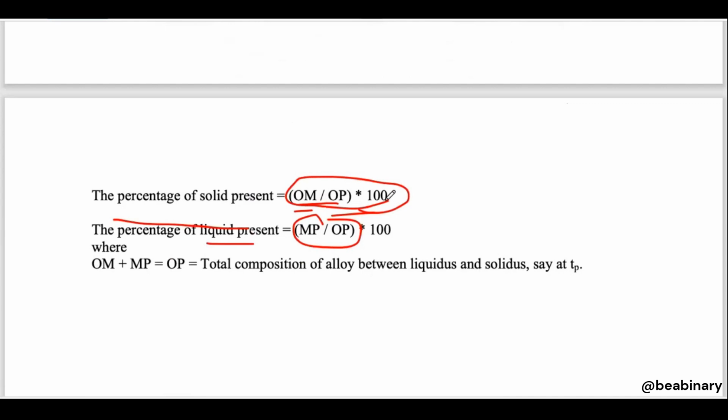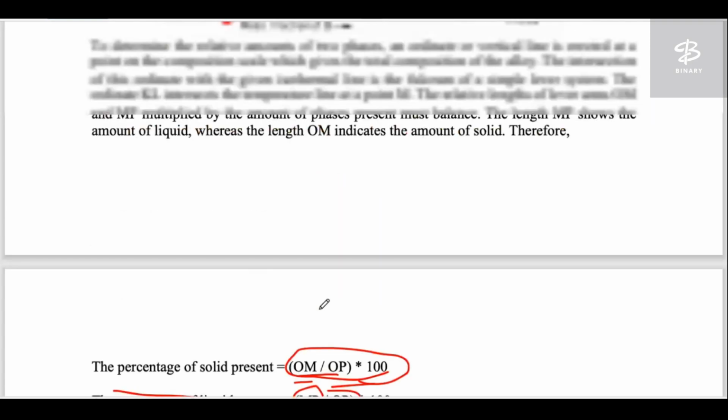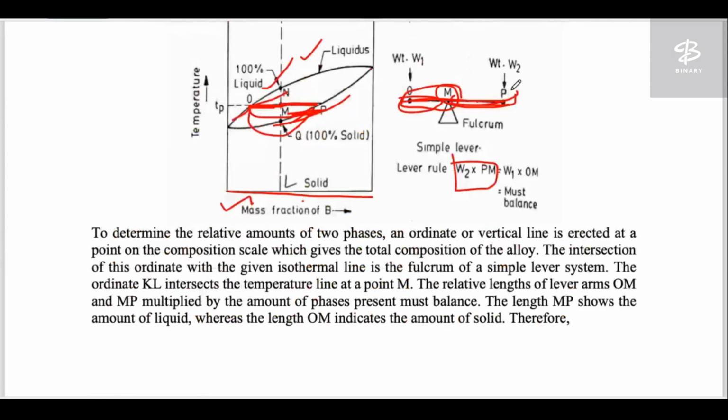So you can easily calculate the concentration of both components. And obviously OM plus MP would be OP. It's a very simple thing: this plus this would be the same, right?